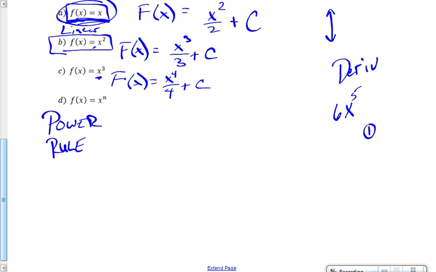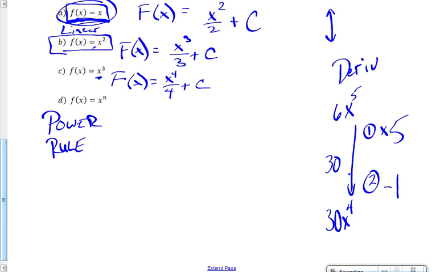Step 1 was to multiply the coefficient by the exponent. That would give us 30 as a new coefficient. The second step then was to subtract 1 from that exponent, which then gives us a result of 30x to the fourth. And we're comfortable going in the derivative process.